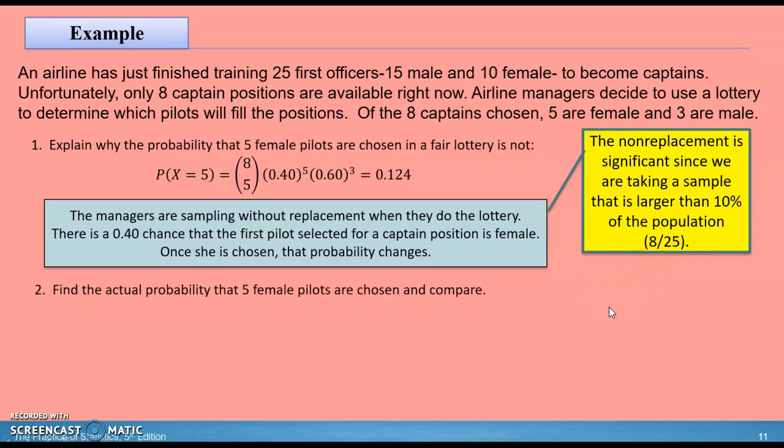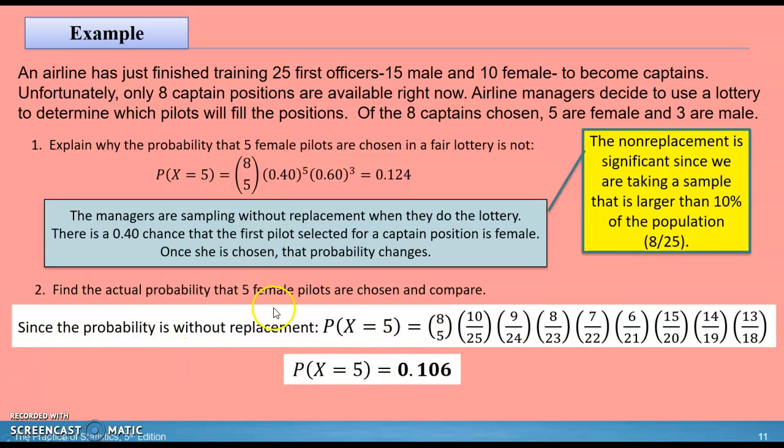For number 2, it says find the actual probability that 5 female pilots are chosen and compare. So think of these 25 officers like sitting in a bowl, like their names on a piece of paper or something. It's a lottery method, so you just pull one out. We are trying to find the probability that 5 female pilots are chosen. They don't specify an order, so we're just going with maybe our first 5. I think that's how I have it written out here.